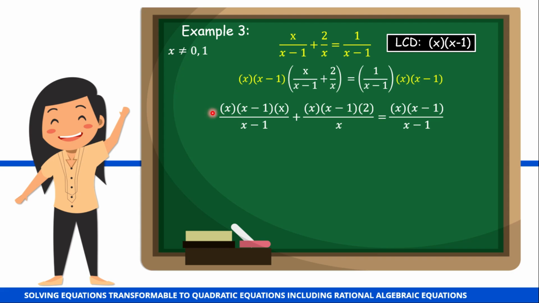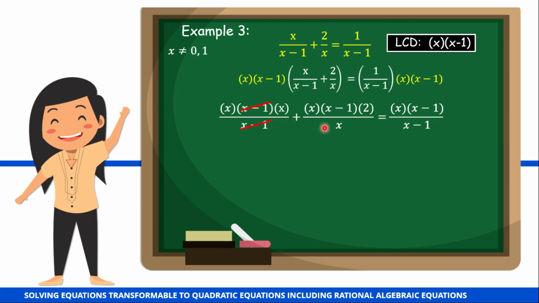Hindi ko muna isinimplify or i-multiply yung LCD sa numerator para mas mabilis nating makita ano ba yung maaari nating eliminate sa numerator at denominator. Dito sa ating unang term, maaari na nating eliminate ang x minus 1 na nasa numerator at nasa denominator. Kapag i-divide natin yan, that is equal to 1.